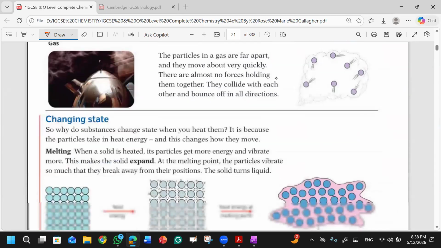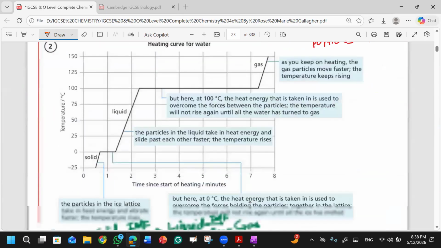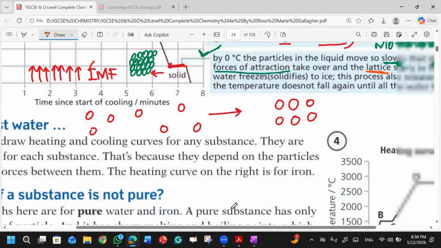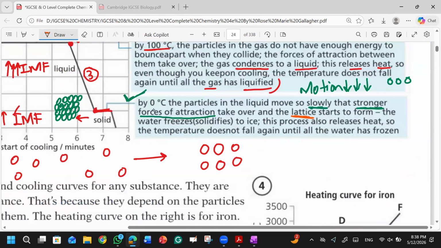So this is what they are saying: when you decrease the temperature of the liquid, the forces of attraction will take over, the forces of attraction will increase and the motion will decrease, and the lattice will start to form. Okay, why is the lattice forming over here?